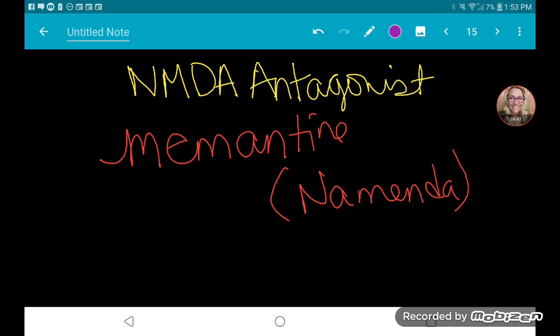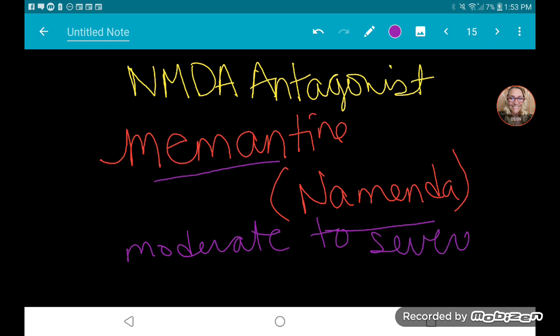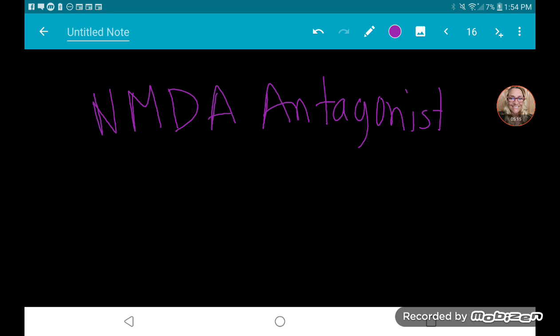NMDA antagonists. Do you remember which NMDA antagonist you learned about? If you said memantine, you are correct. Memantine, otherwise known as the brand name Namenda. Now, memantine is used in moderate to severe Alzheimer's disease. All right.